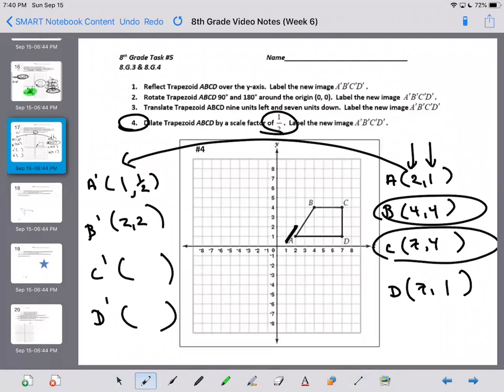C, half of 7 is 3.5, half of 4 is 2. So I'm going to move to the right 3.5, but up 2. So now I'm looking at that segment. D is 7, 1, so that would be to the right 3.5 and up 1/2. So I'm going to move to the right 3.5 and then up 1/2 to create that. So now I've got this.